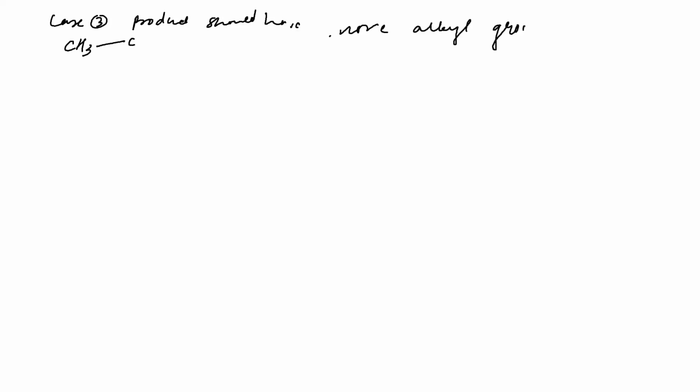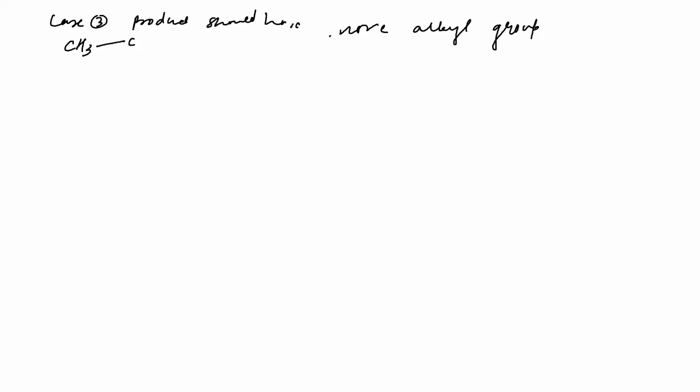Now let me tell you another one, the other point we are going to deal with. If we have this compound, case 3, the product should have more alkyl groups. Whatever product you get, it should have more alkyl groups. The product must have more alkyl groups. That will be the acceptable one.